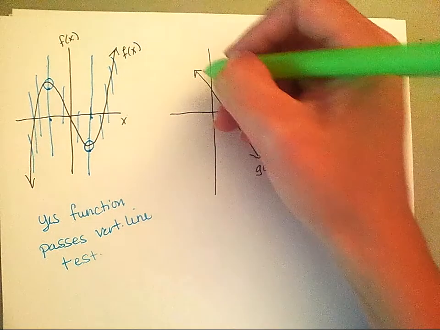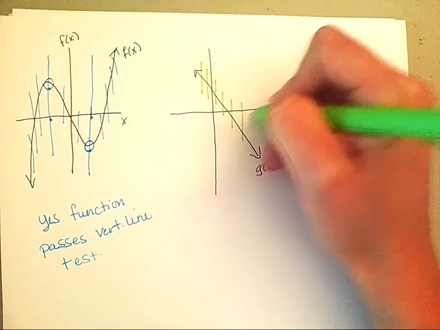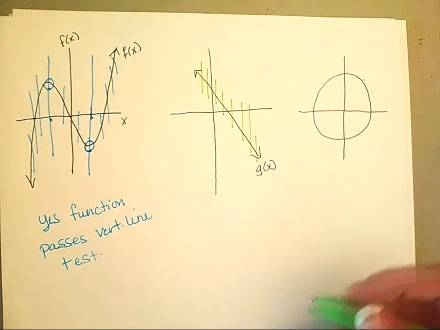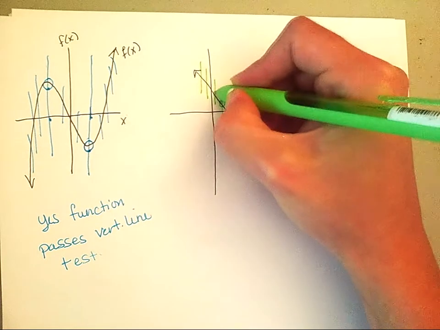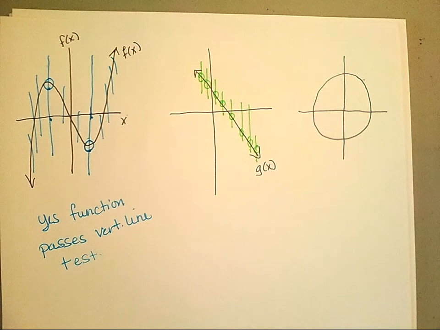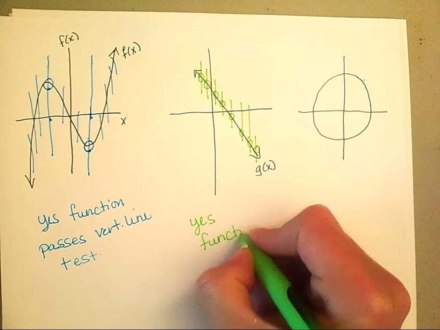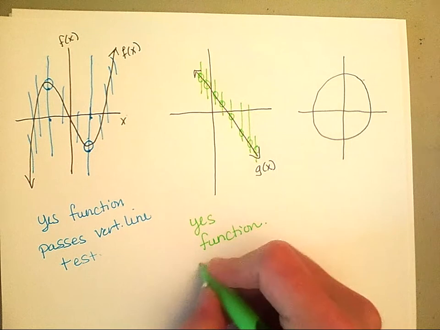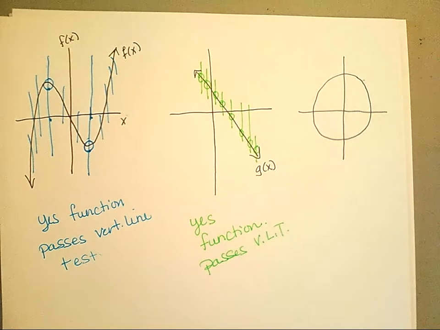And notice with this one I said it was a function as well, because if I do the vertical line test again, testing for the relationship, I only have one intersection point. So for each input value, there is only one output. So yes, this is a function. It passes our vertical line test.